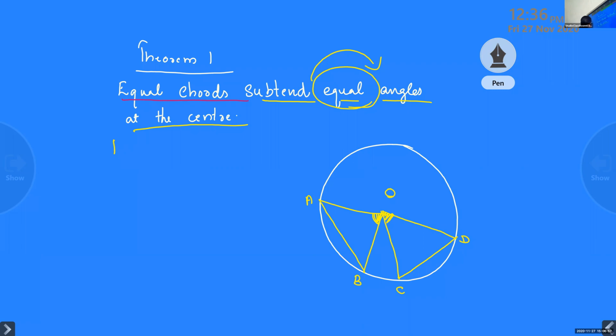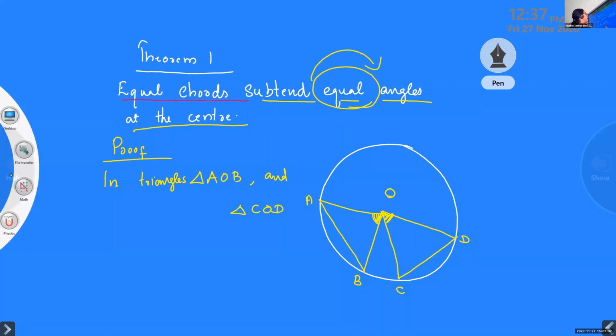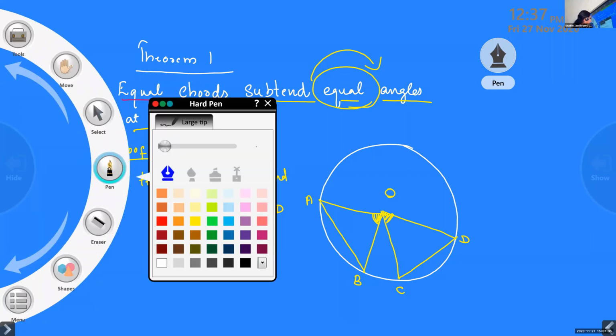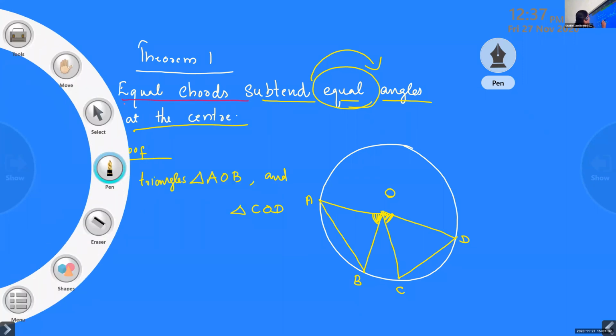Okay, children. So I will write the proof. In triangle AOB and triangle COD, we have to prove that these two triangles are congruent. Then proving is very easy for us. Clear, children? These two triangles are congruent. So find three equal parts. Again you have to look at the question. Can you find any equal parts from the question?